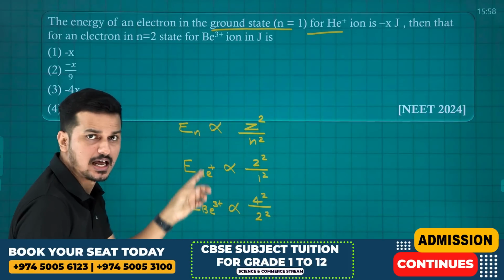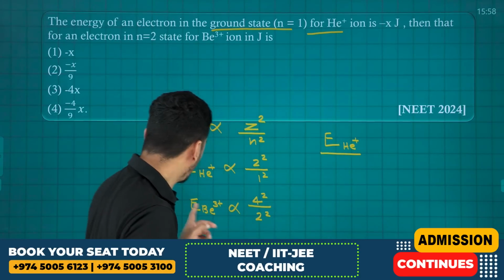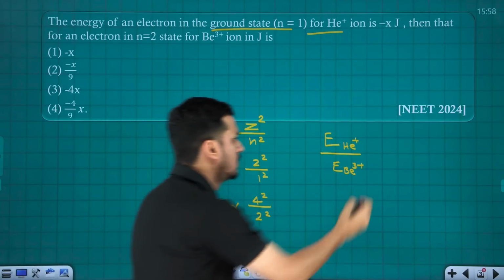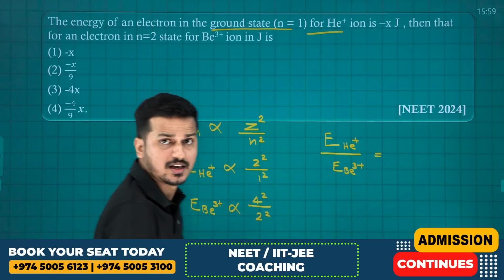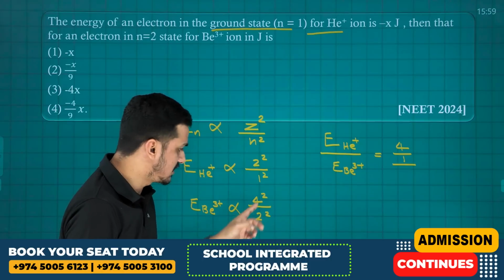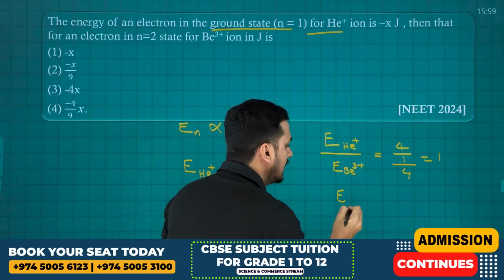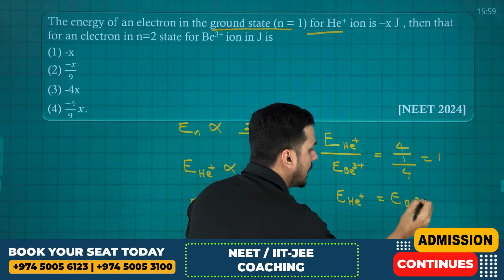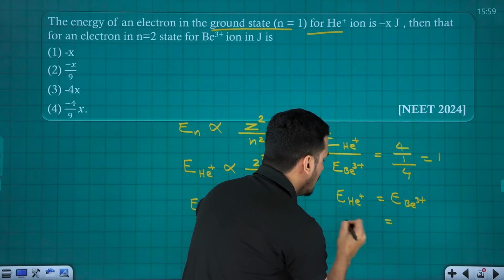So I can divide these two proportionalities. Energy of helium plus divided by energy of beryllium 3 plus is equal to 2 square by 1 square, that is 4 by 1, divided by 4 square by 2 square, that is 16 by 4, which is again 4. So 4 by 4 means that is 1. So the energy of helium plus is equal to the energy of beryllium 3 plus. The energy of helium plus they already gave in the question, minus x joule, so this is equal to minus x joule itself.